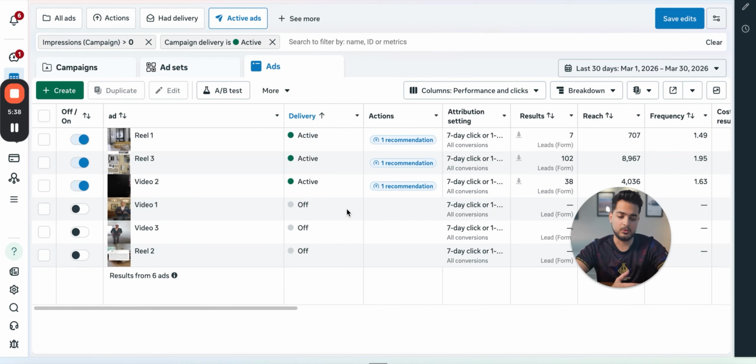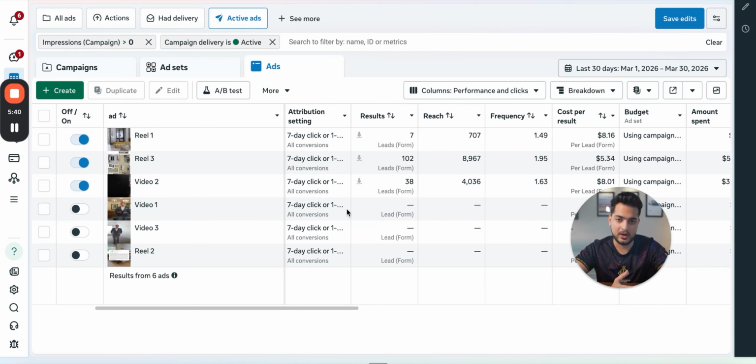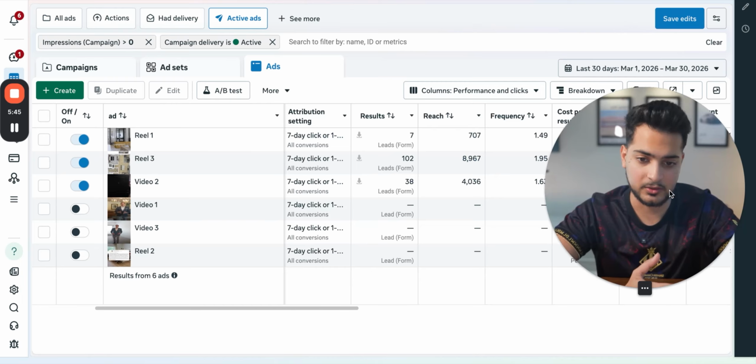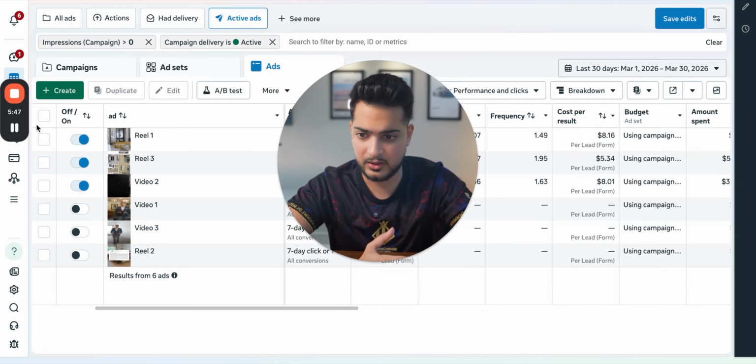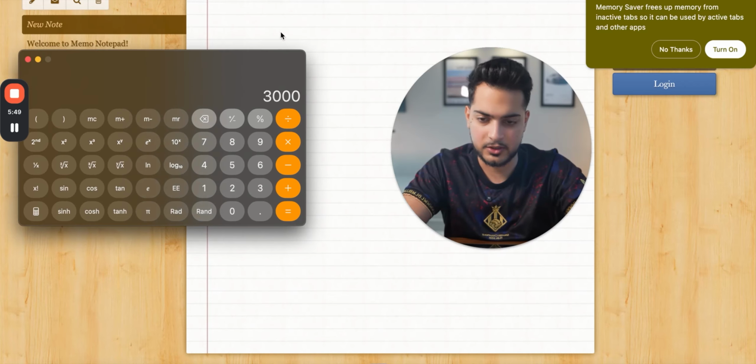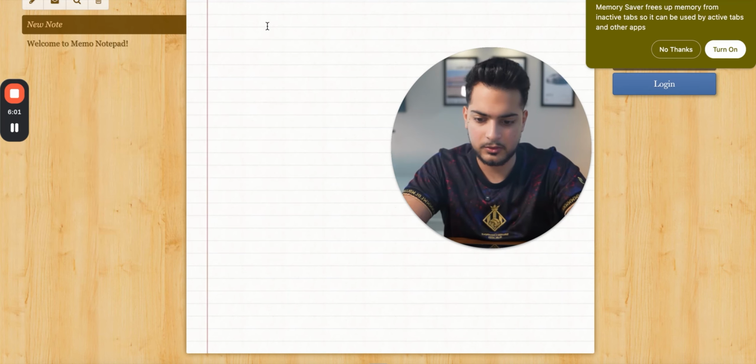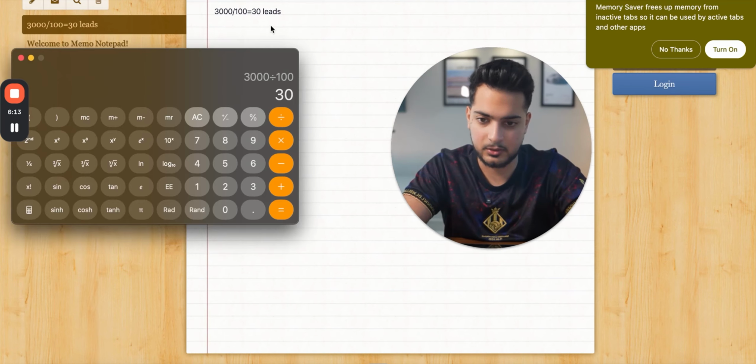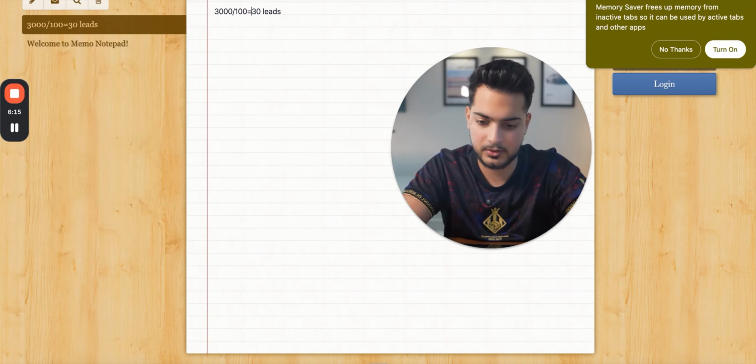Videos might cost you a little bit more cost per lead, but then again, you have to understand the math. Let me break it down this way. Let's say you're spending $3,000 a month on ads, and you get, I don't know, 100 leads. So 3,000 divided by 100 is equal to 30. That's basically what you're paying, 30 bucks a lead.